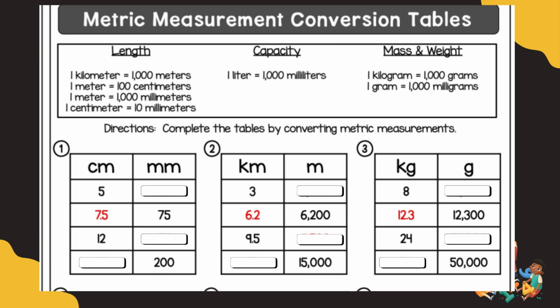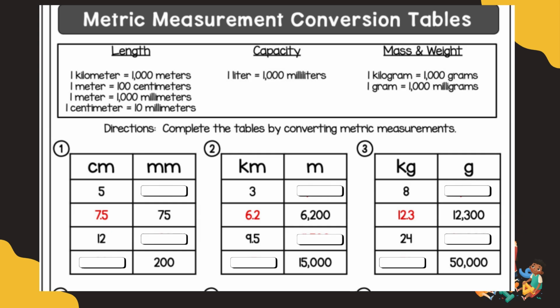For your last one in that column, for number 1, you have 200 millimeters. Remember what you did for 75 millimeters. We divide. So you must divide by 10 to get your number of centimeters. Remember, when you divide by a power of 10, you shift the decimal place 1 place to the left to decrease the number.